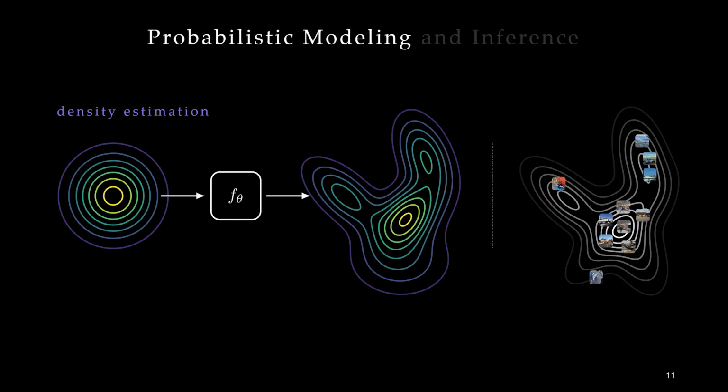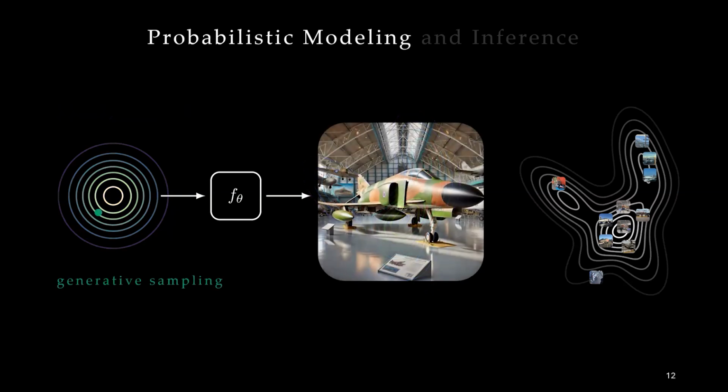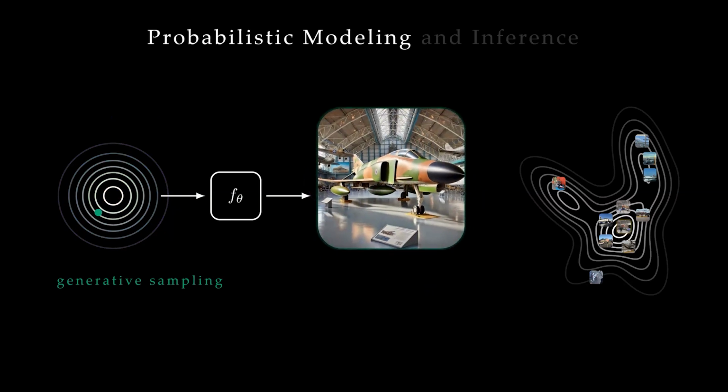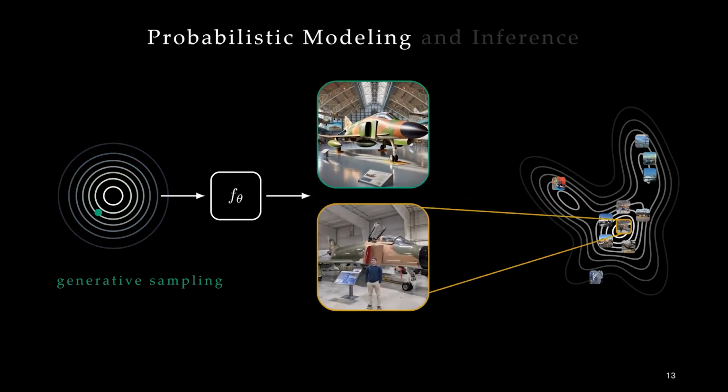The other subroutine that we care about, and the one that probably folks are most familiar with, is generative sampling. And this is where you draw some sample from that simple latent distribution and you push it forwards through your learned model. And the idea is that the generated sample should plausibly look as if it could have come from the true data distribution. So here we see there's a fairly close match.